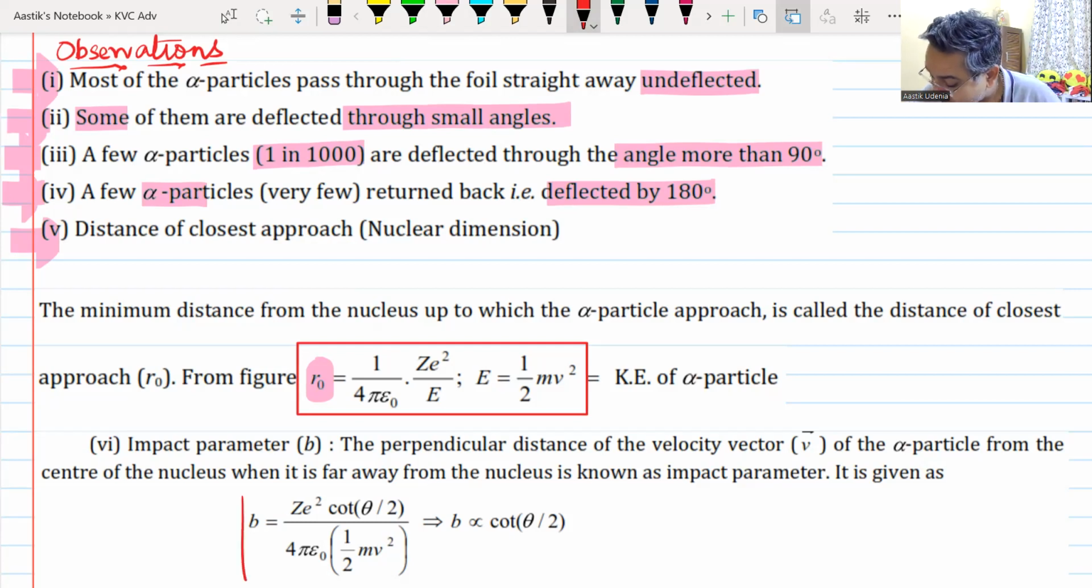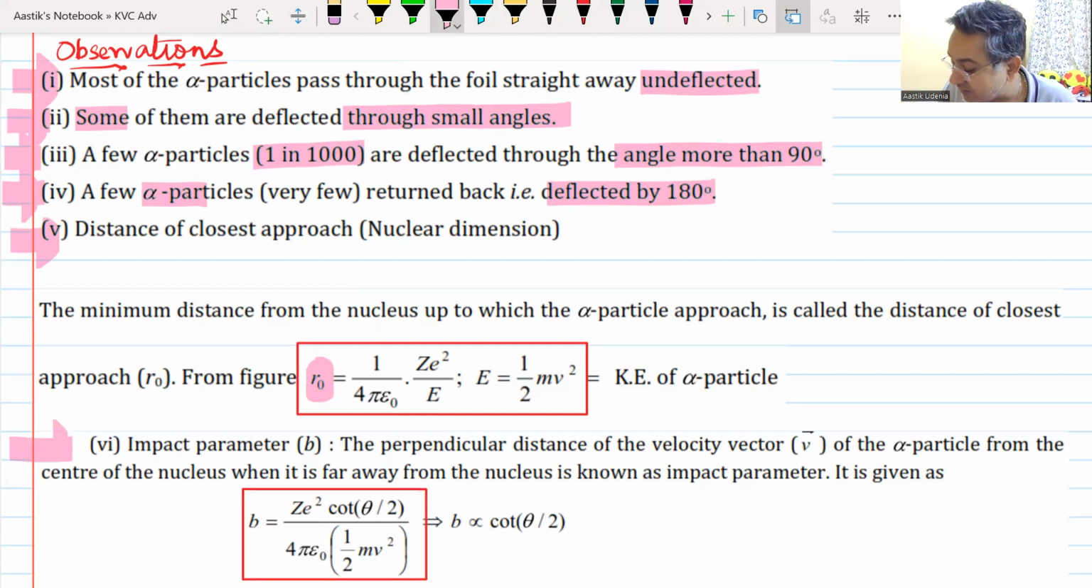The next thing that you must know is the impact parameter. This impact parameter, or B, is the distance of the velocity vector from the center of the nucleus when the alpha particle is very, very far away. You may not be able to remember this formula, but try to. It is exactly the same as R naught, just multiplied by cot of theta by 2.